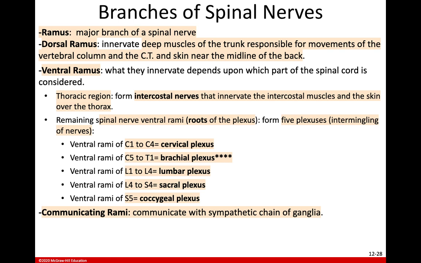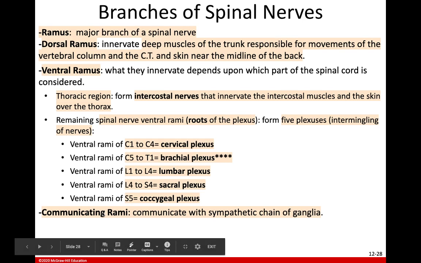The rest of the ventral rami of the different spinal nerves are going to form plexuses, and there are 5 plexuses. Again, we've already kind of looked at these. The cervical plexus, the brachial plexus, which is the one that we're really going to focus on, the lumbar plexus, the sacral plexus, and the coccygeal plexus. So again, the cervical plexus only includes cervical nerves C1 through C4. The brachial plexus includes C5 through T1. The lumbar plexus is L1 to L4, the sacral plexus L4 to S4, and then the coccygeal plexus is formed by the ventral rami of the S5 spinal nerve.